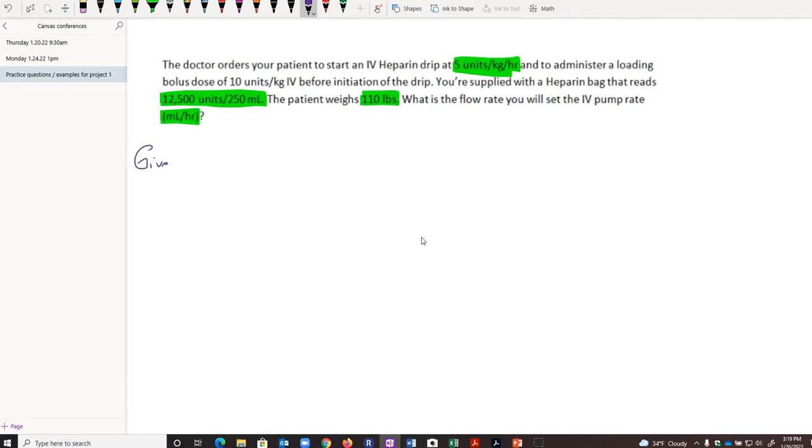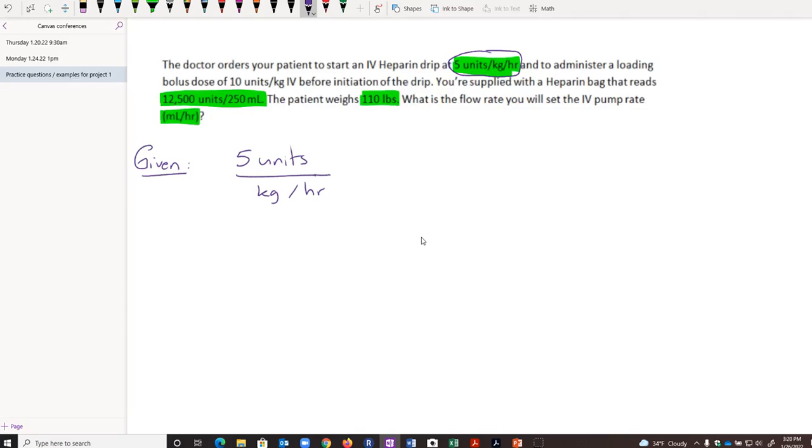So let's write again what's given. So we're told that we want to set up this drip at 5 units of heparin per kilogram per hour, right? And you can write your units like this if you have multiple, per this, per that. You can write it like this if you want to. Now, what we want to end up with, right?